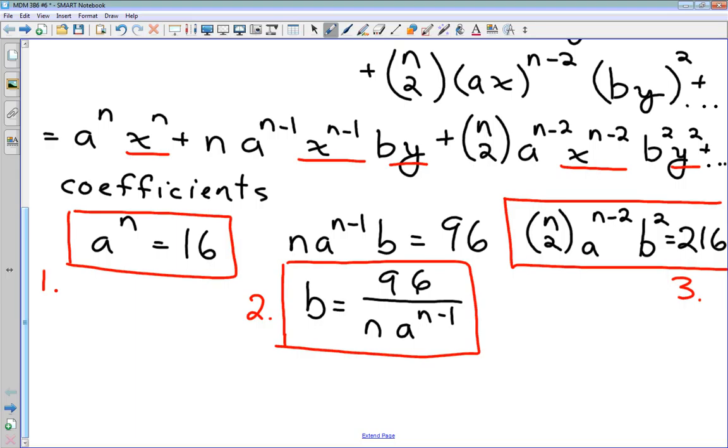So getting to this point, this is most of the binomial theorem stuff out of the way. The rest of it is just algebra, taking these 3 equations and combining them together to solve for what we want to solve for.